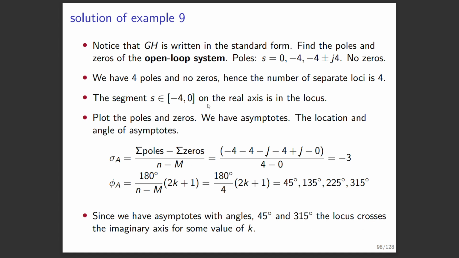Okay, so this is an example that includes everything we have studied here. So I know the segment that is in the real axis. I plot poles and zeros, and I realize that we have asymptotes. Why do I have asymptotes? Because I have breakaway points, and because I have four different loci, they probably at some point go to infinity. So I use the equations to find the location and angle of asymptotes. I find the location to be -3 and the angles to be 45 degrees, 135 degrees, 225, and 315 degrees.